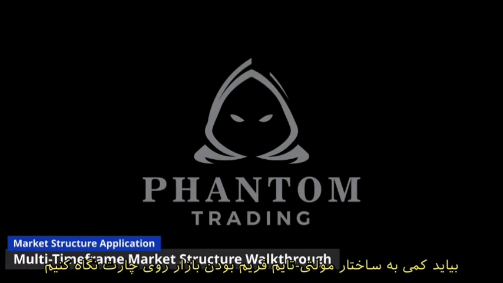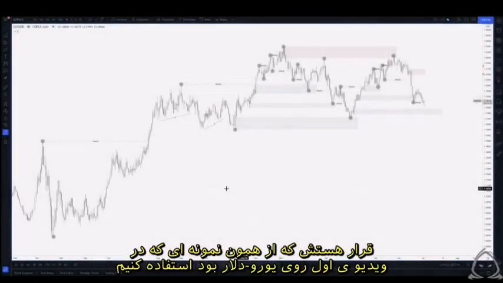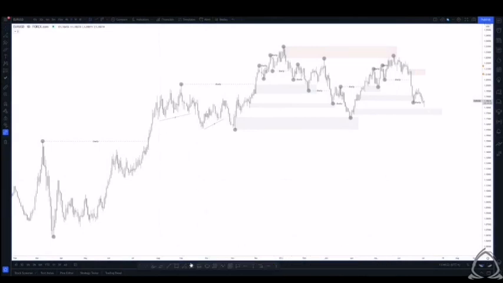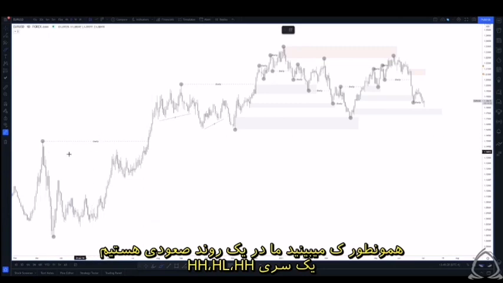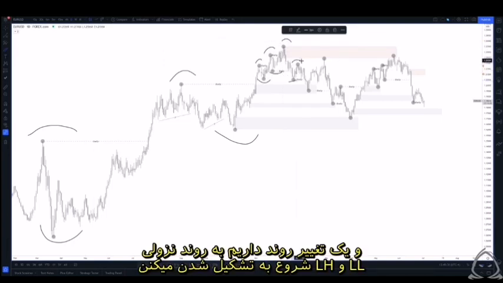Let's take a look at an example of multi-time frame market structure in action. We're going to build on the example that we used in the first video on Euro US dollar here. So what we can see is we were in an uptrend, making a series of higher highs and higher lows. And we started to switch to a downtrend, making lower lows and lower highs.